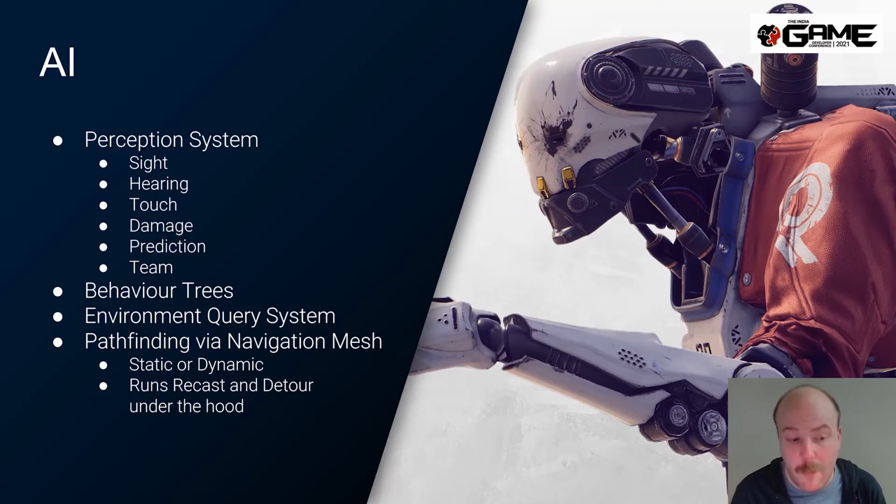We also have an environmental query system, also called EQS. And EQS allows us to essentially query the geometry around us and make complex decisions. For example, I need to find cover. Okay, where is everyone with a gun? Well, I don't want to be around them. All right, well, where's a wall that's like at least so high? That's looking pretty good. Factoring all these things in, I'm going to dive over there. That's what EQS is.